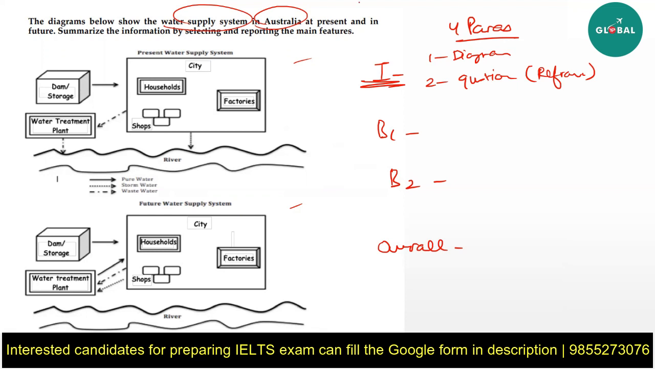You will not use the exact statement that is given here, because then it would mean that you have just copy pasted it and that would reduce your band score. What you have to do is rephrase it in a way that it means the same. So instead of present, you can say current. Instead of saying present and future, you can say current and the changes that will be proposed in the future. Okay, so you'll just paraphrase it in the same way.